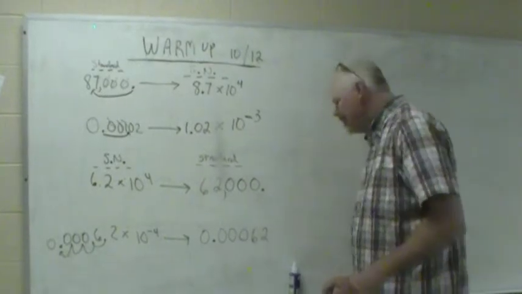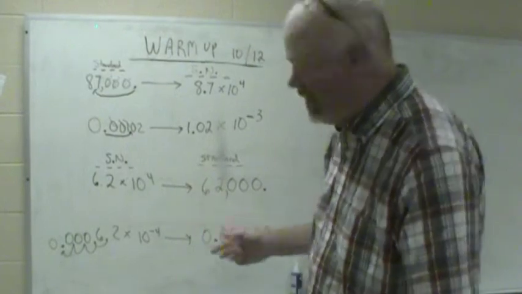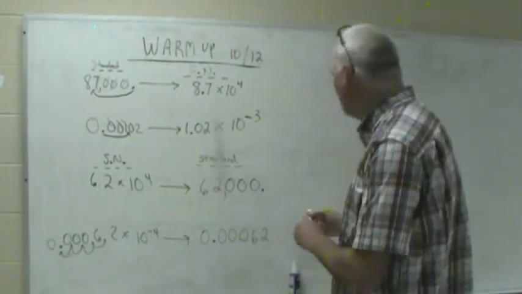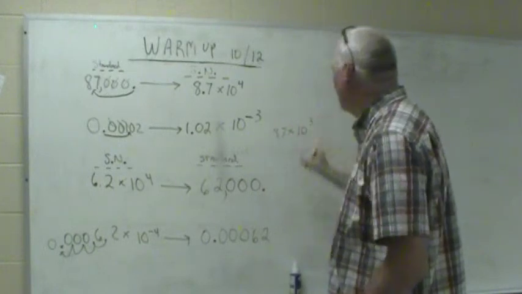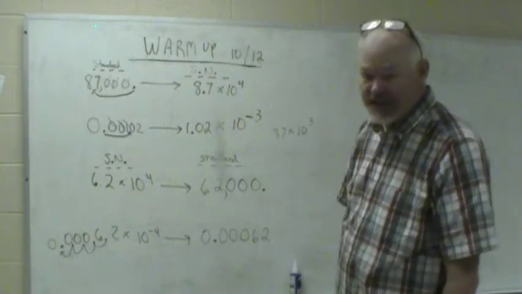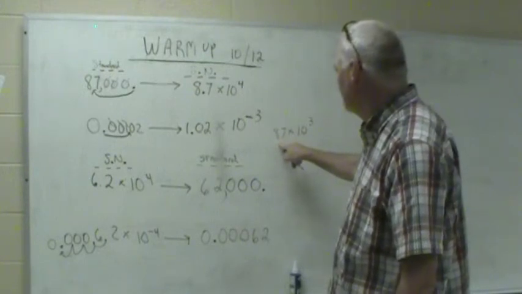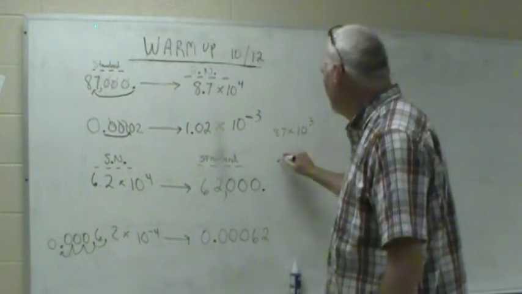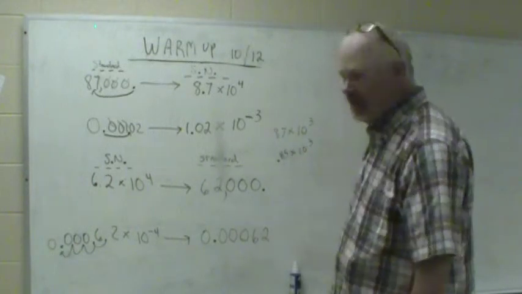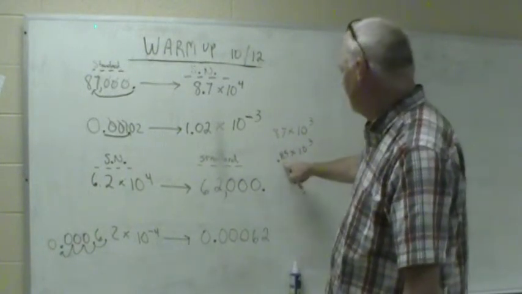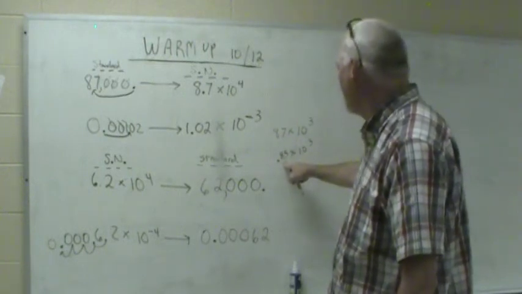Alright, people, there's one other thing that'll be on the quiz, and it's just numbers written in scientific notation. For example, 87 times 10 to the 3rd power. That is not scientific notation. This number is too big, alright? 0.85 times 10 to the 3rd power. That number is not big enough, right? This first number has to be between 1 and 10.